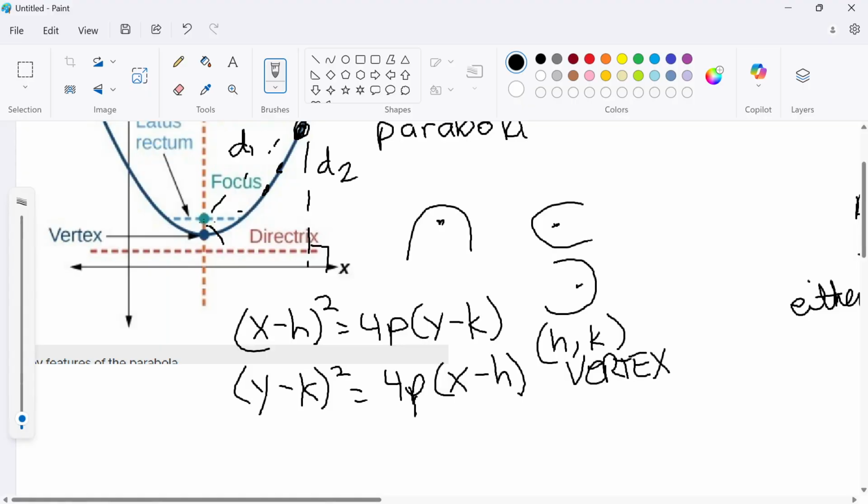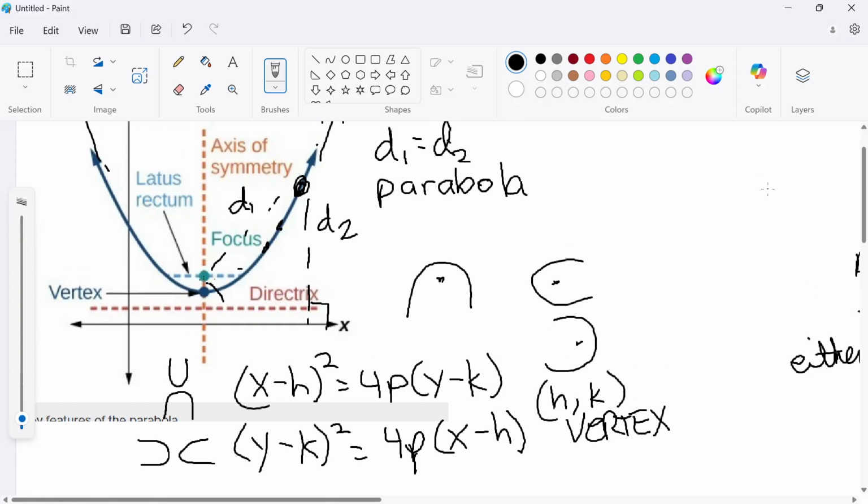Again, if the x is squared, this is called a vertical parabola. If the y is squared, it's called a horizontal parabola. So p is the distance from the vertex to the focus. 4p is this thing, that's called the latus rectum. Some people are laughing at that word, latus rectum.